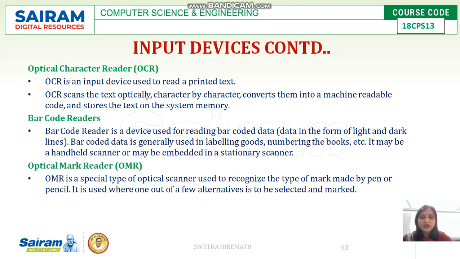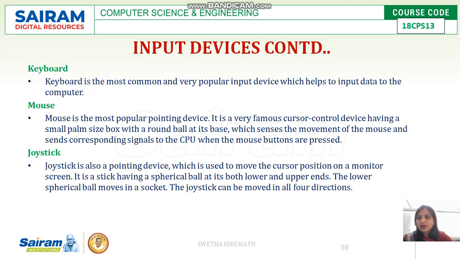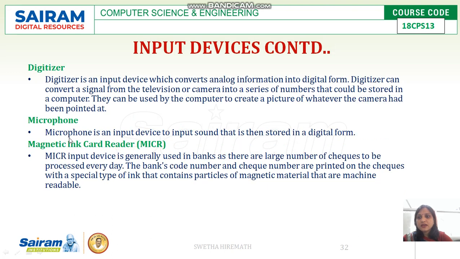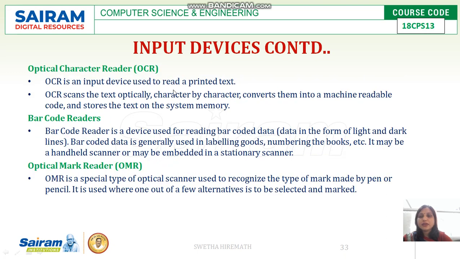There are 9 different input devices which we have seen till now. Once again I would like to revise: keyboard, mouse, joystick, light pen, trackball, scanner, digitizer, microphone, magnetic ink card reader, optical character reader, barcode readers, and optical mark reader. So these are the different types of input devices.